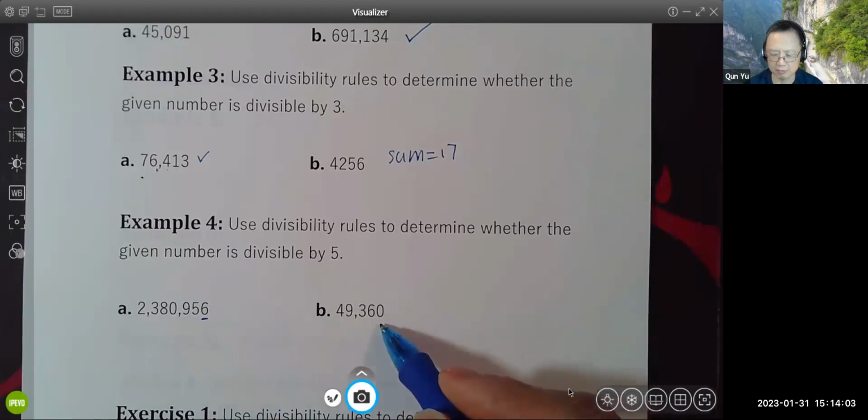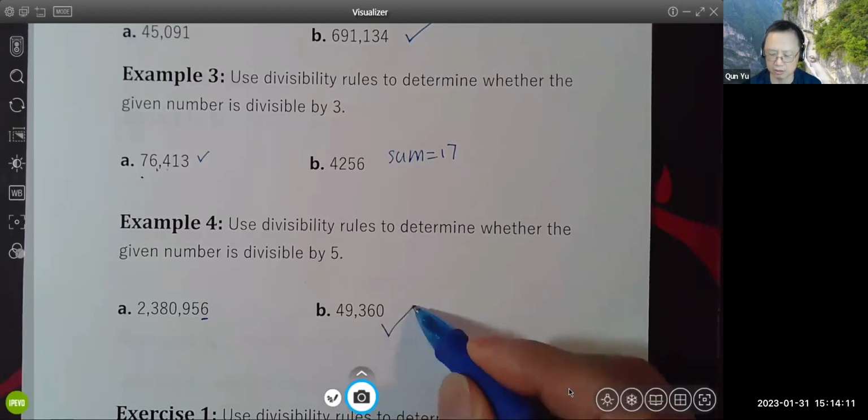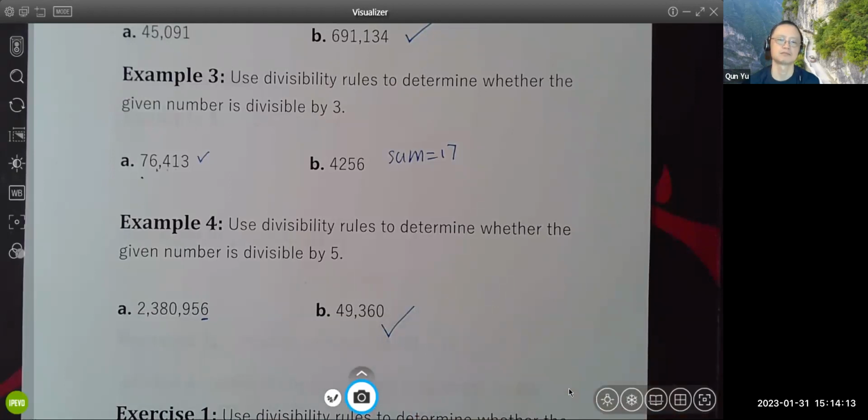And this second number, B, is ending with 0. So this is a multiple of 5, and this number can be divided by 5. So this is our answer. So once you know those divisibility rules, it's very easy to tell.